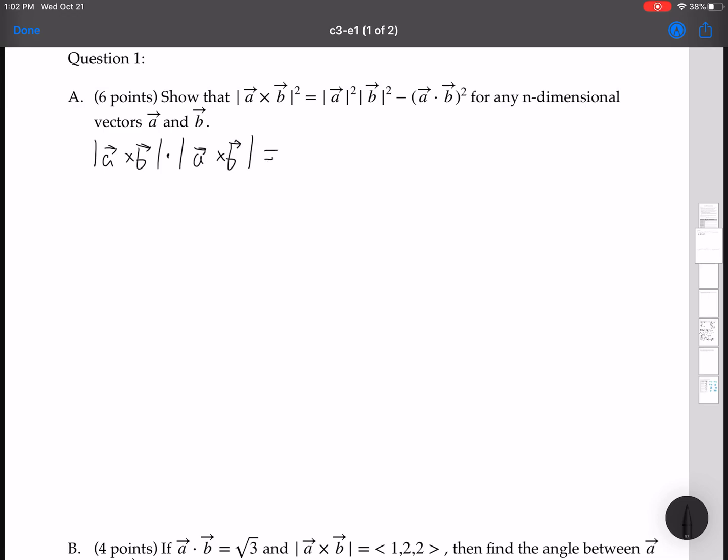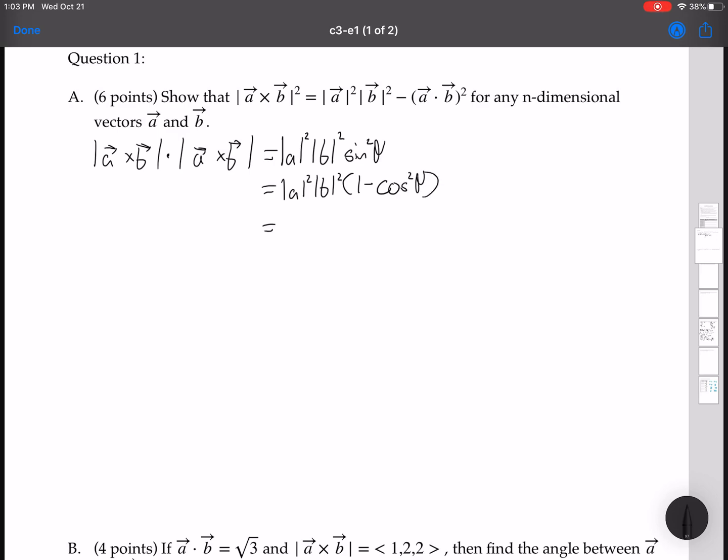So that would equal, because we know that the magnitude of a cross b is equal to the magnitude of a times the magnitude of b times sine of theta. So that gives us the magnitude of a squared, magnitude of b squared, sine squared of theta. Well, sine squared of theta, another way to write that is 1 minus cosine squared of theta.